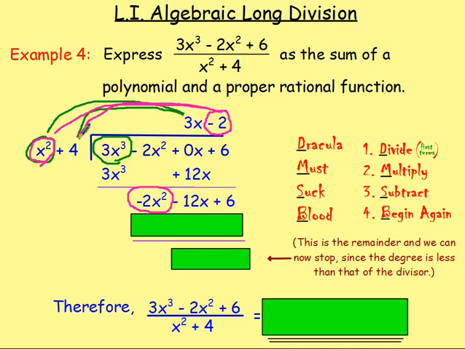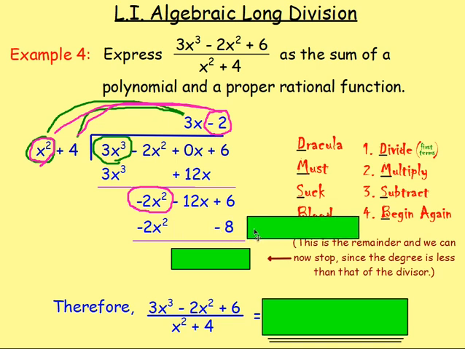So negative 2 times x squared will give you negative 2x squared. Negative 2 times 4 gives you negative 8. And that's all it gives you. From there, Dracula must, we have just multiplied, so you subtract. Every couple of lines, draw a line and subtract.